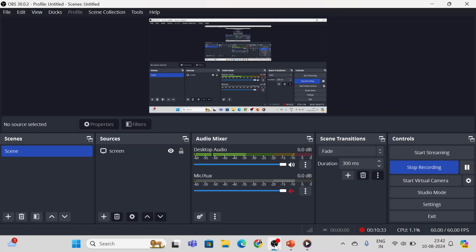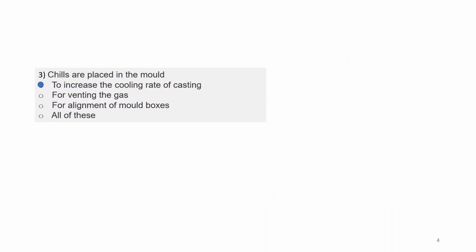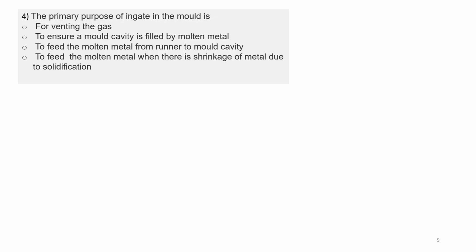Next is, the primary purpose of ingate in the mold is. So your options are for venting the gas, to ensure mold cavity is filled by molten metal, or to feed the molten metal from runner to mold cavity, or to feed the molten metal when there is shrinkage of metal due to solidification. So which one should be the answer? You can type it in chat box.